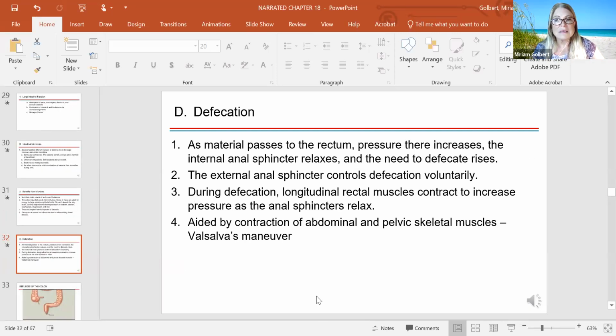And the defecation, I already explained how it happens because of the two different anal sphincters. The defecation occurs by the relaxation of the anal sphincter, and obviously helped by the abdominal and pelvic skeletal muscles.